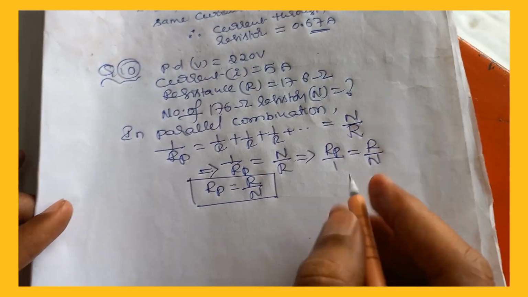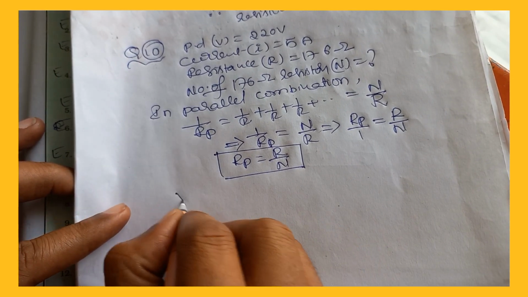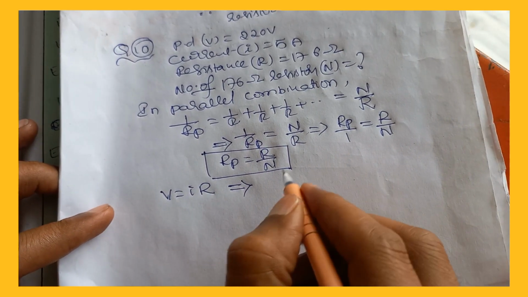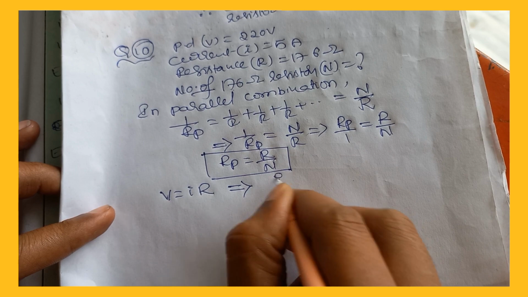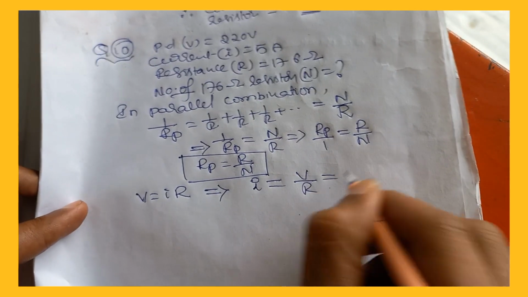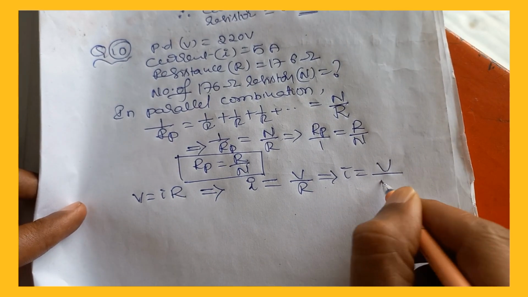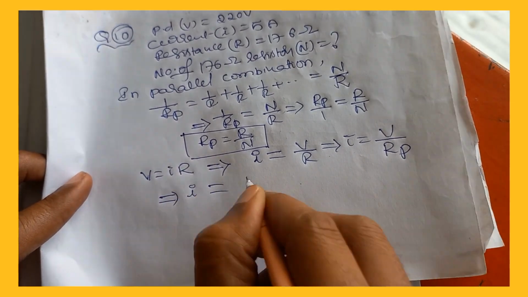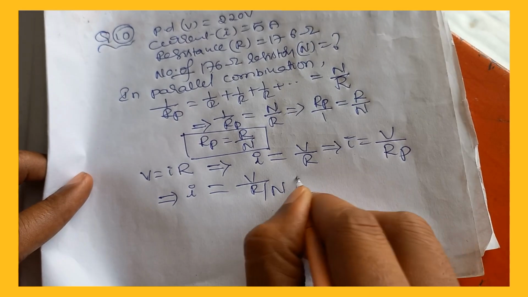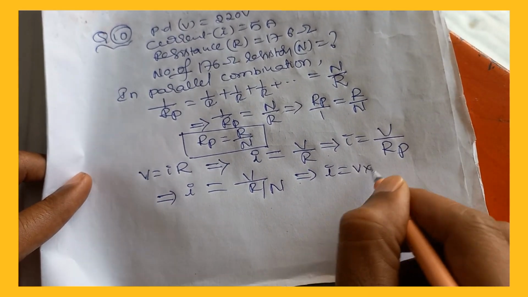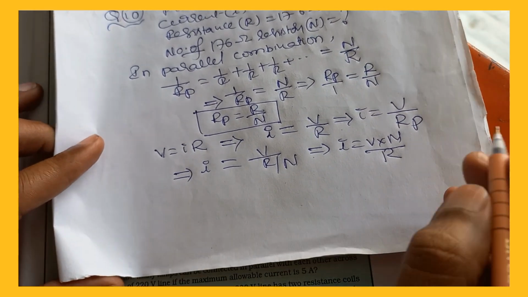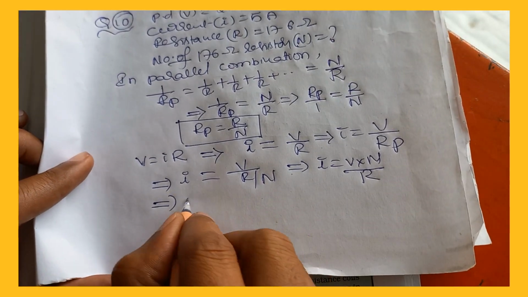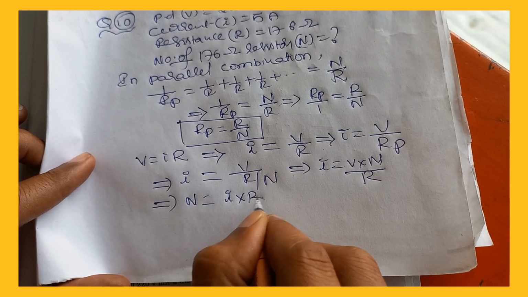Now we want to find N. We know from Ohm's law V is equal to IR. This implies I is equal to V by R. Here R is taken as RP, so I is equal to V by RP, which means V by R by N. So I is equal to V into N by R. We want to calculate N. Then N is equal to I into R by V.